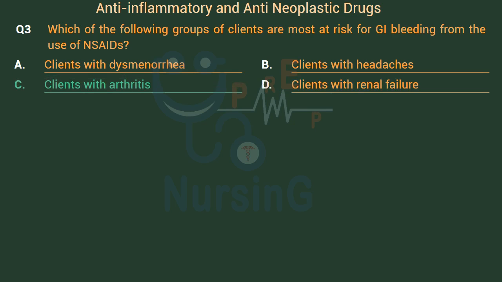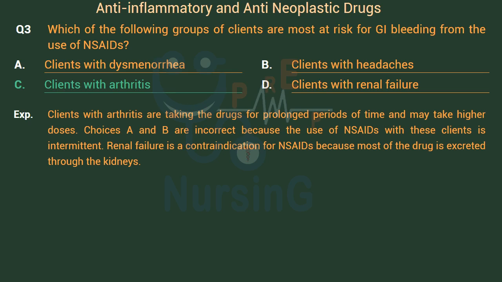Clients with arthritis. Clients with arthritis are taking the drugs for prolonged periods of time and may take higher doses. Choices A and B are incorrect because the use of NSAIDs with these clients is intermittent. Renal failure is a contraindication for NSAIDs because most of the drug is excreted through the kidneys.